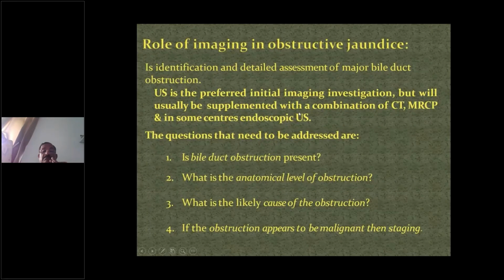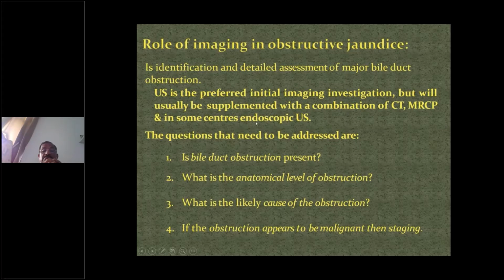Now coming to the role of imaging in obstructive jaundice. The role of imaging is to identify and then make a detailed assessment of the major bile duct obstruction. Normally, ultrasound is the preferred initial imaging investigation and will be supplemented with a combination of CT, MRCP, that is magnetic resonance cholangiopancreatography, and in some centers, endoscopic ultrasound.